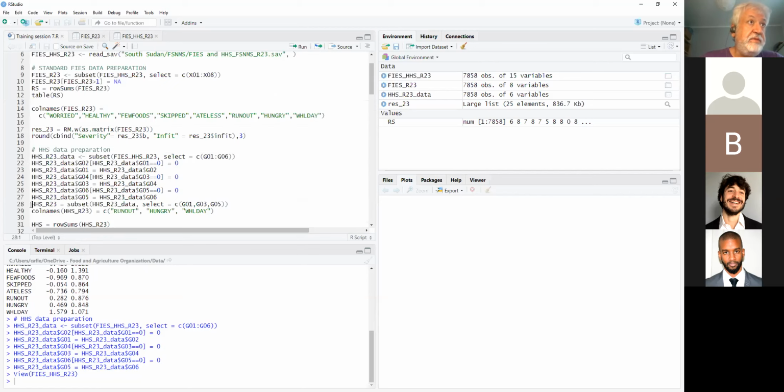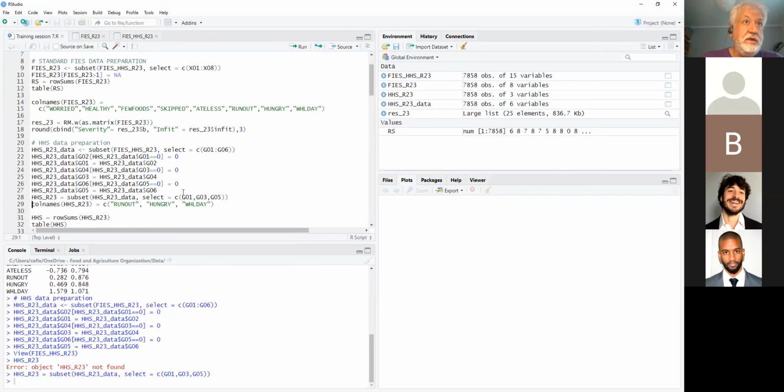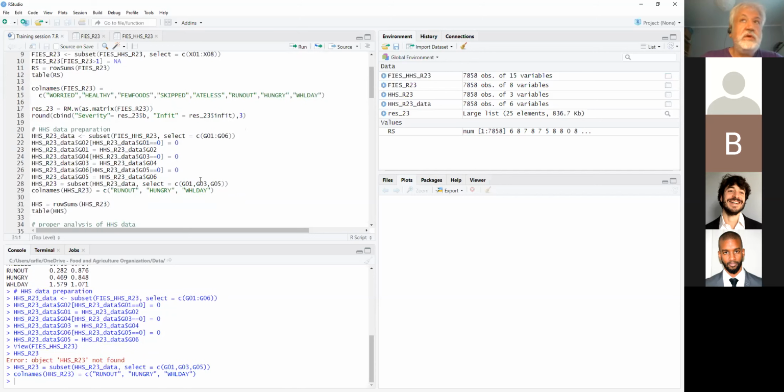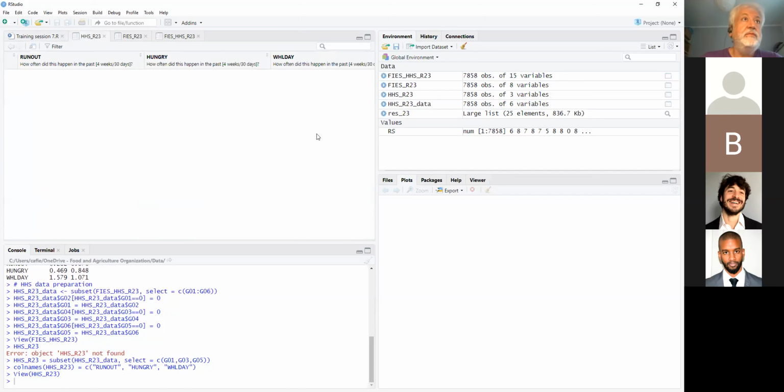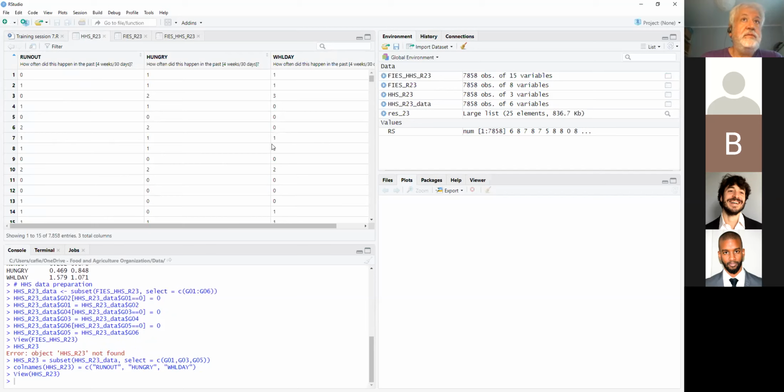And I am defining here a new data set, household hunger score, maintaining only the 3 columns, which I rename run out, hungry, and whole day. And here you see these are coded from 0 to 3 possibly. There is only 1 column per each question.